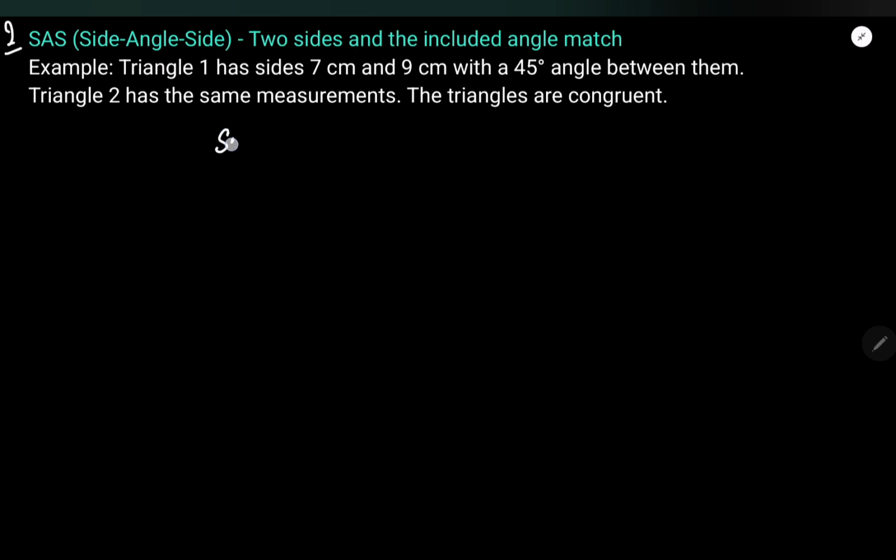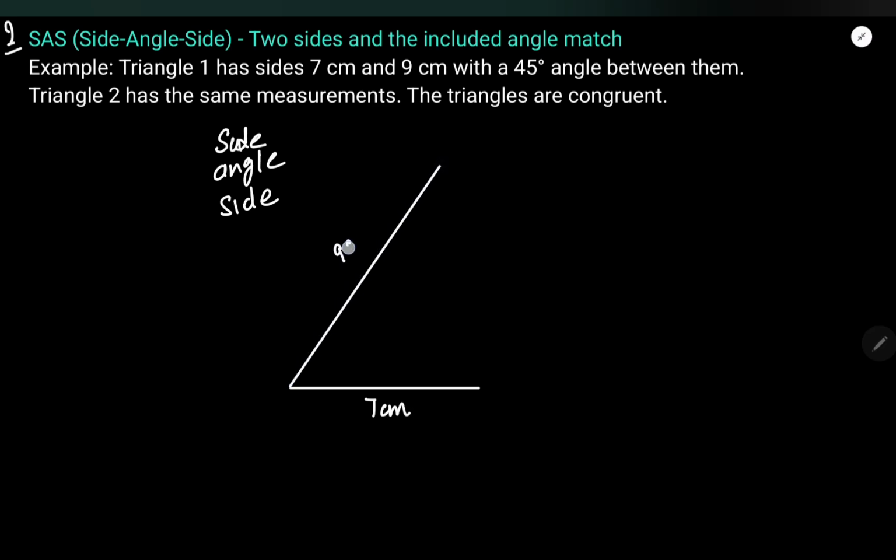SAS means side, angle, side. And it cannot be angle, side, side or side, side, angle. It should always be side, angle, side. It means that the angle is included between the sides. Suppose you are taking a triangle with a side of 7 centimeter and another side of 9 centimeter, and then you are taking a 45-degree angle between them.